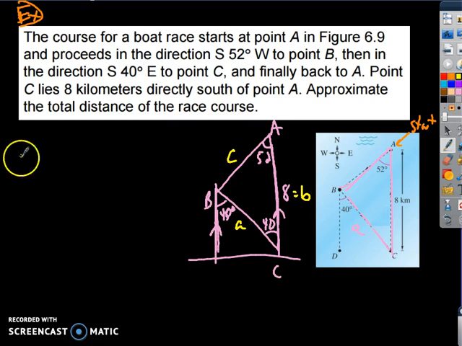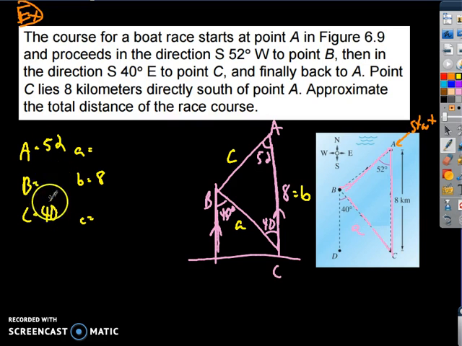All right, so the information we have is A, B, and C. Lowercase a is unknown, lowercase b is 8, lowercase c is unknown. Capital A is 52, capital C is 40. If you add those up and subtract from 180, that leaves capital B to be 88 degrees. So I know this has to be 88 degrees. And we have enough information. We should recognize that if I have a side and an angle matching, I can automatically use law of sines.